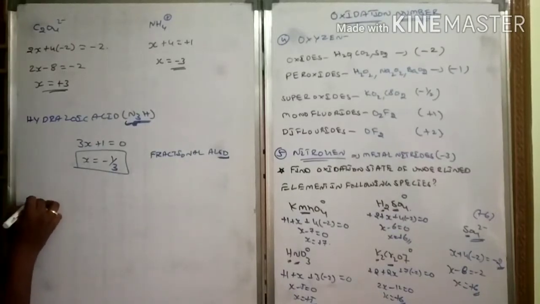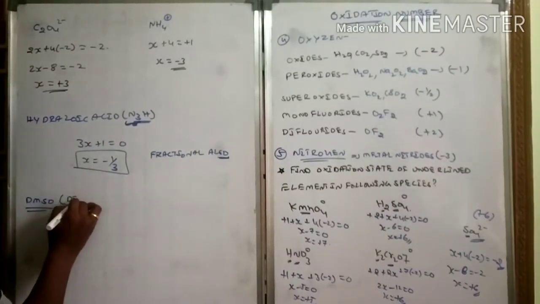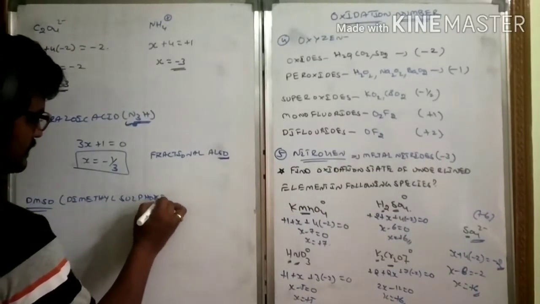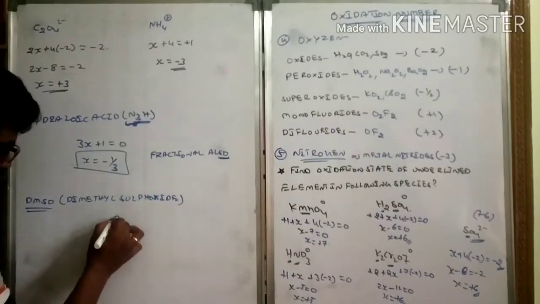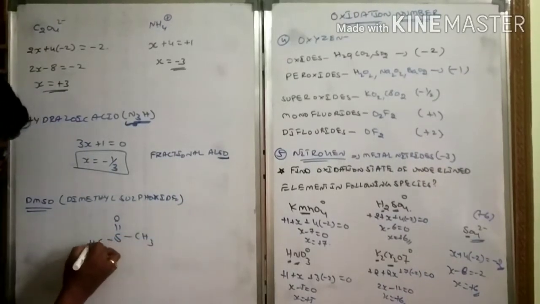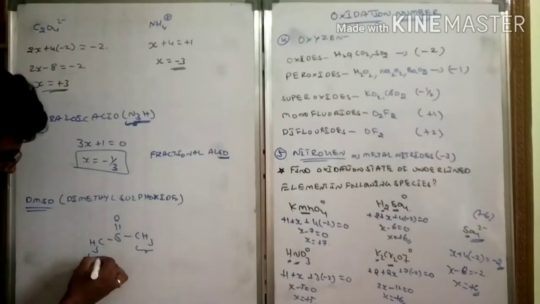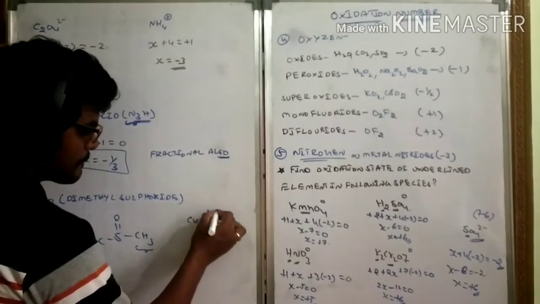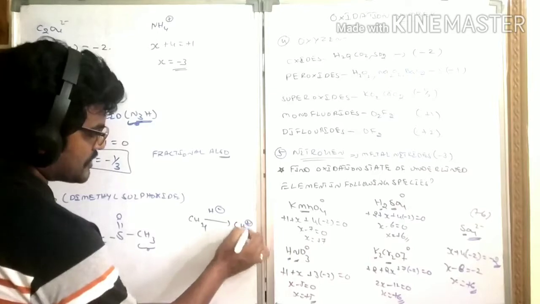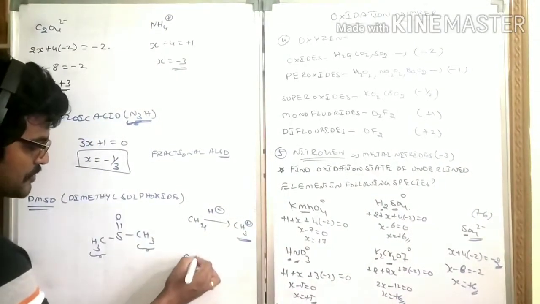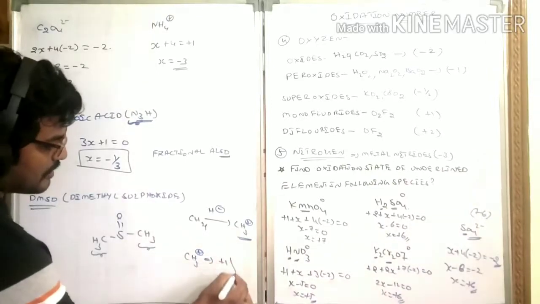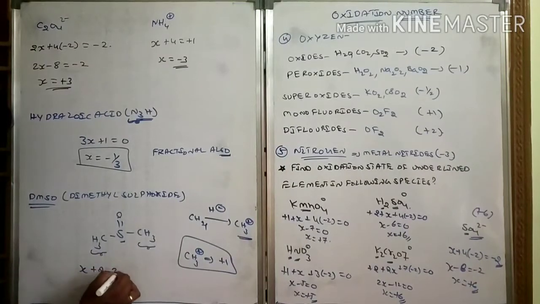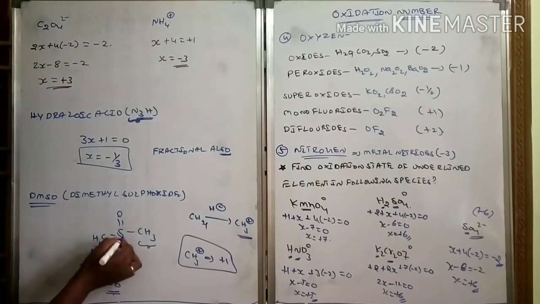Let us see DMSO. DMSO means dimethyl sulfoxide. The structure of this is S double bond O, CH3, CH3. Whenever there is an alkyl group, CH3 is there. Normally CH4 will come. If it loses H minus, then it will form CH3 plus. Always remember, the oxidation state of CH3 will be plus 1. This you have to remember. So here you see x plus 2 minus 2 equals 0 and x equals 0 will come.